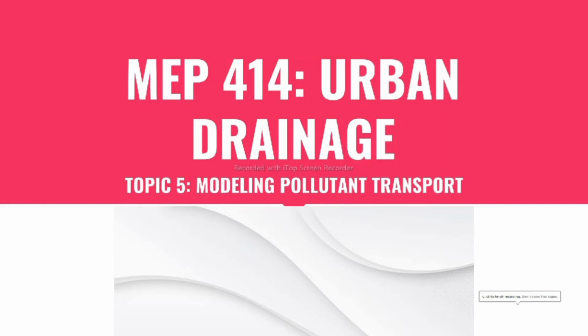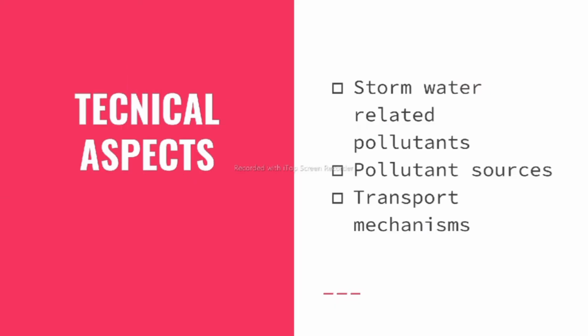Good morning, everyone. For this morning, I am going to discuss all about topic 5, which is modeling pollutant transport in relation to our subject course MEP 414 or urban drainage. So in this report, I am going to discuss the technical aspects which involve first, the stormwater related pollutants, second, pollutant sources, and third, the transport mechanisms.